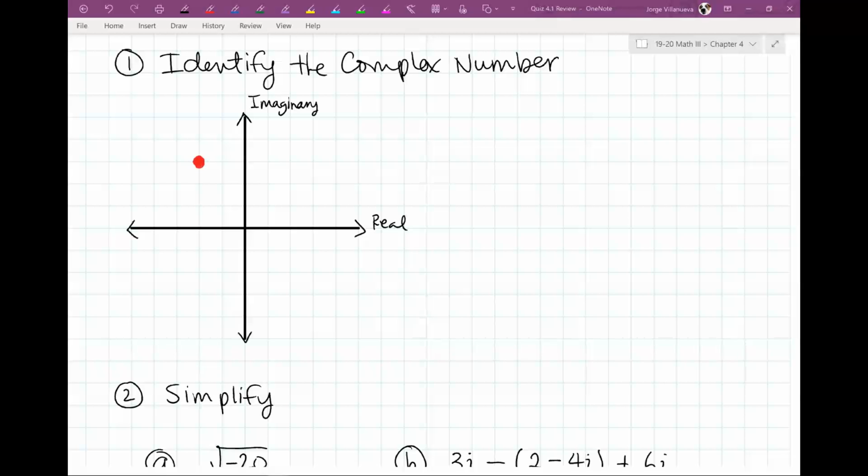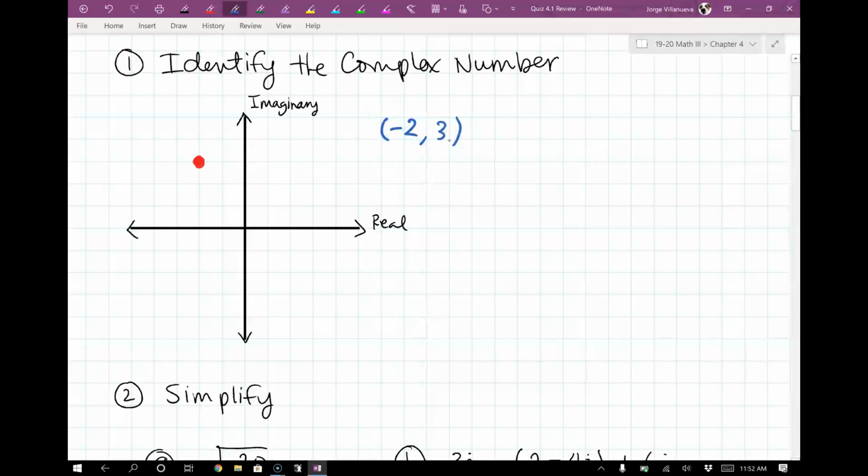Remember, complex numbers and normal points work the same way. First thing you want to do is identify the point. So this point right here in red is the point -2, comma 3. Okay? But that's not a complex number. That's just a normal point.